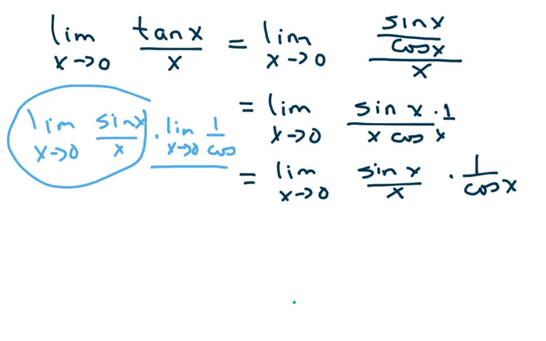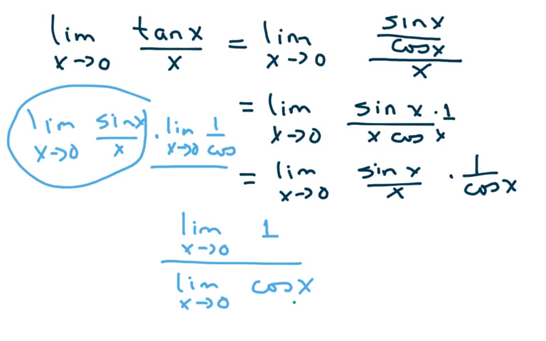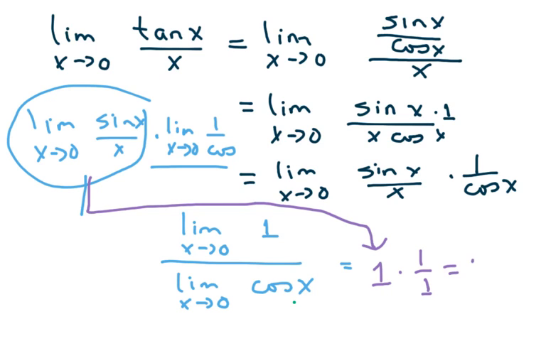And this piece we're going to break out, use the quotient property. So we're going to do the limit as x approaches 0 over 1. And then we're going to do the limit as x approaches 0 of cosine of x. Now we already know that the limit as x approaches 0 of cosine of x is 1. So this piece right here is 1. So that's 1 times 1 over 1, which equals 1. Okay?